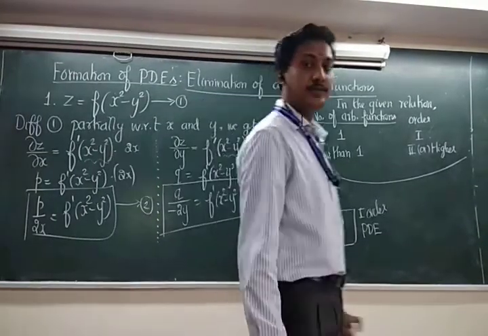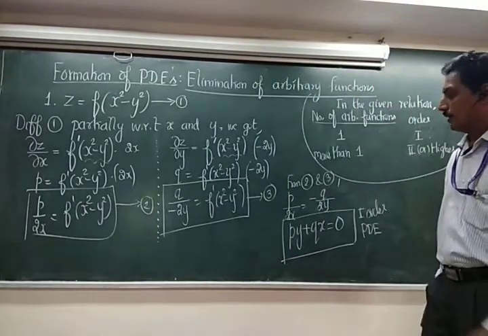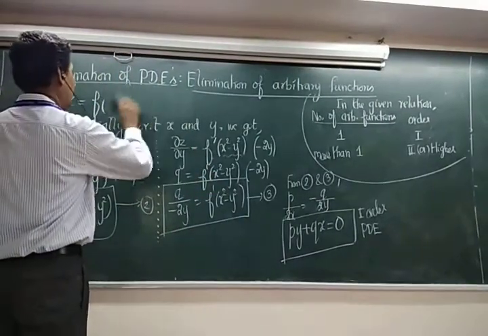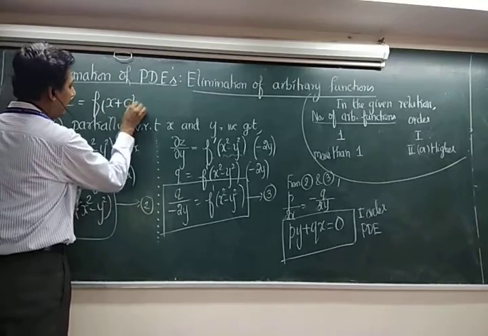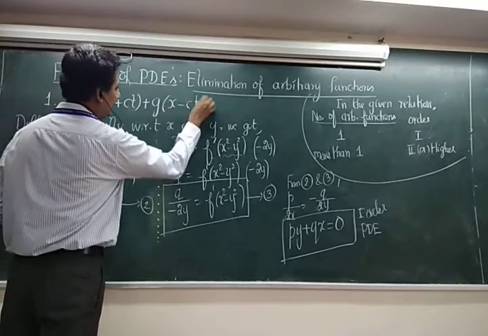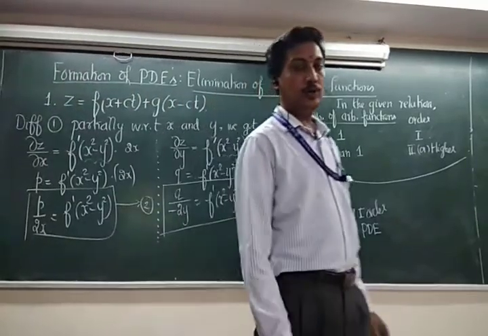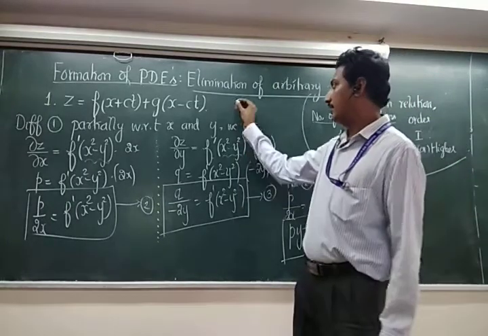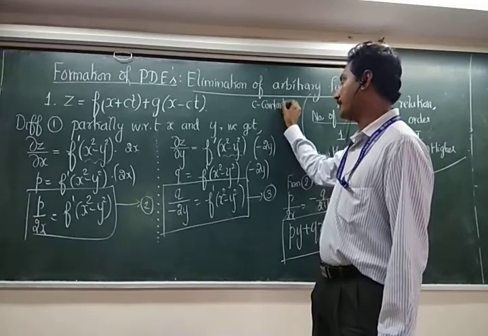Let us see the second problem. The second one, I can consider z is equal to f of x plus ct plus g of x minus ct. Please see that this is something different. Z is equal to f of x plus ct plus g of x minus ct, where c is the constant. C is the fixed constant.